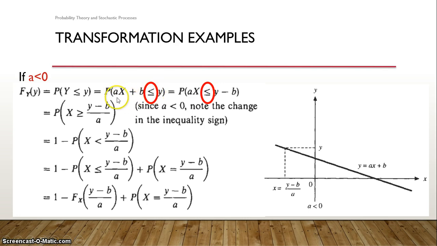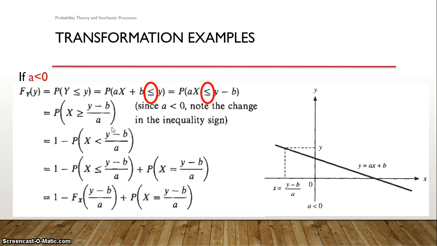But when a is negative, what happens to ax is equal to y minus b? Ax less than or equal to y minus b. But when a is negative, your x will become greater than or equal to y minus b by a, because it is negative. So how will you write this in terms of the distribution function?